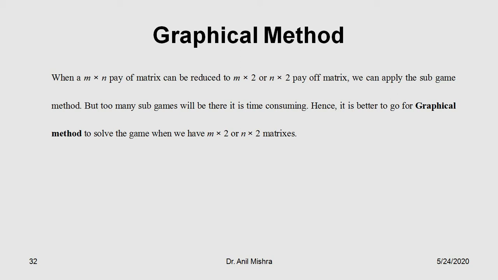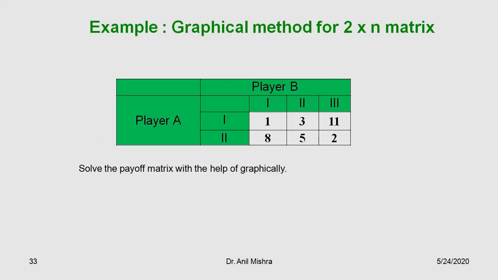The graphical method is applicable if the matrix reduced by the dominance principle is of the form m cross 2 or n cross 2. Then we can apply the graphical method. If it is m cross 2, that means m rows but 2 columns. If it is 2 cross n, there are 2 rows and n columns. So we have to reduce it to either 2 rows or 2 columns. Then we can find the value of the game with the help of a payoff matrix.